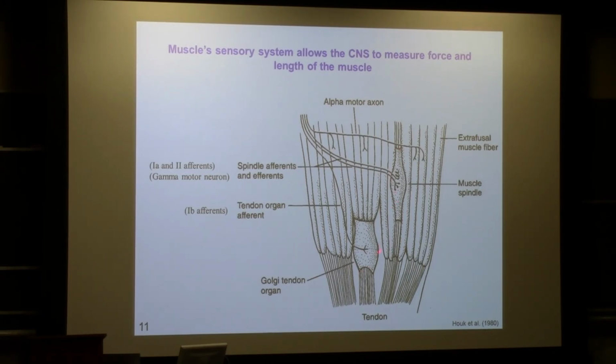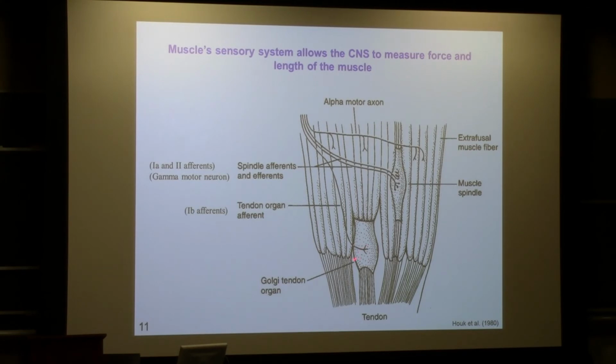Then there is an afferent system that innervates this interface between the extrafusal fibers and the tendon, and this gives rise to another kind of afferent called the 1B afferent. So this is 1A and type 2 afferents called spindles. These are tendon organ afferents. And this is another input to the nervous system. And what this is telling you is the force that's being generated by these extrafusal fibers.